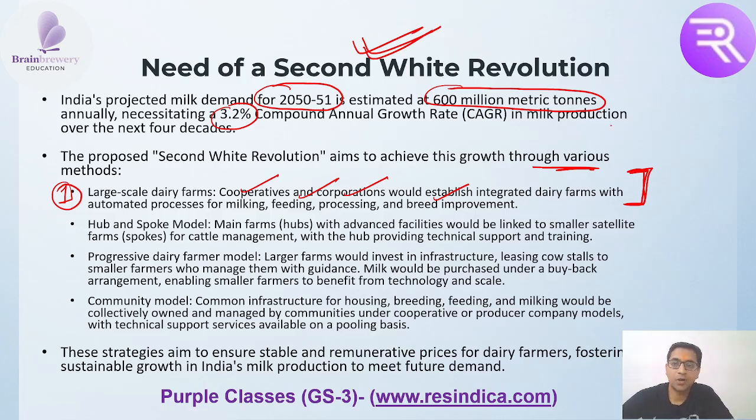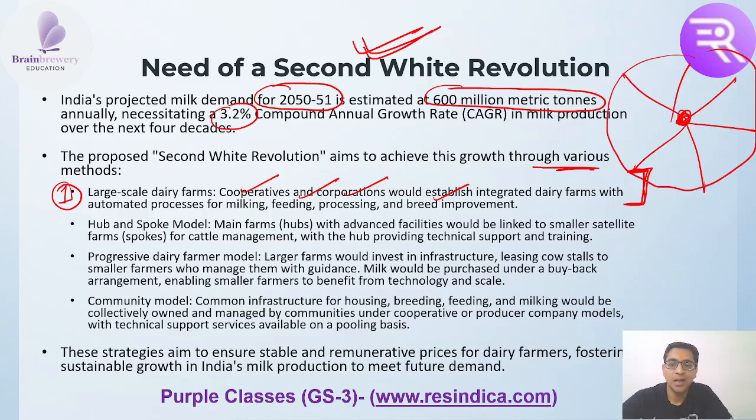Then the hub and spoke model, where we create one hub and then spokes are created. This hub will cater to all these areas. At the hub we will have all the advanced facilities, which will be linked with the smaller satellite farms. These are satellite farms, and this is the main farm. All of these get connected in a proper way, where proper training and technical support are provided.